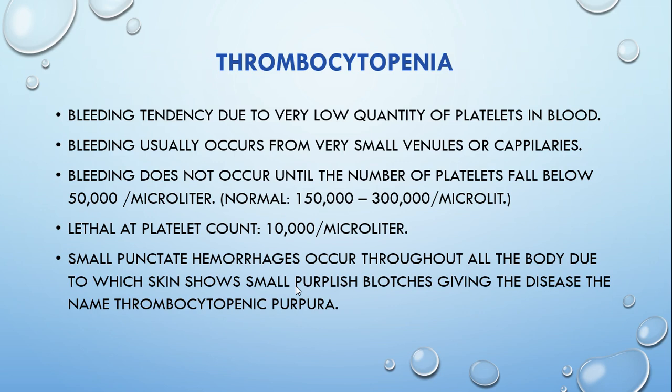Thrombocytopenia means low quantity of platelets in blood. Normally, the platelet count is 1.5 lakh to 3 lakh platelets per microliter of blood. Bleeding doesn't occur until the number of platelets falls below 50,000 per microliter, and it is lethal if the platelet count decreases below 10,000 platelets per microliter of blood. Small punctate hemorrhages occur throughout the body under the skin, which show small purplish blotches, giving the disease the name thrombocytopenic purpura.